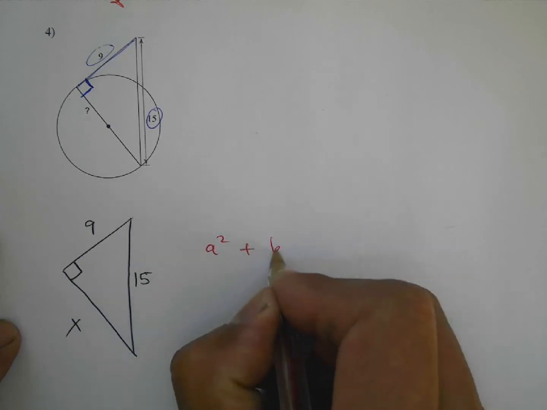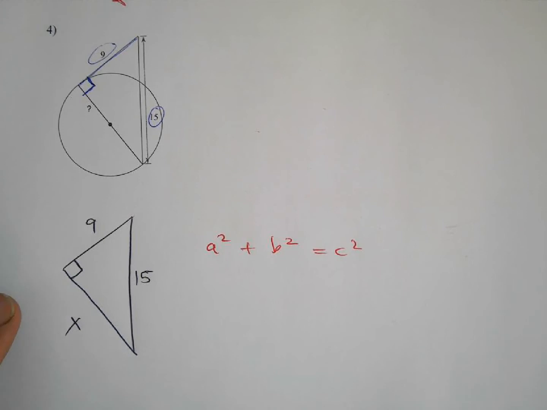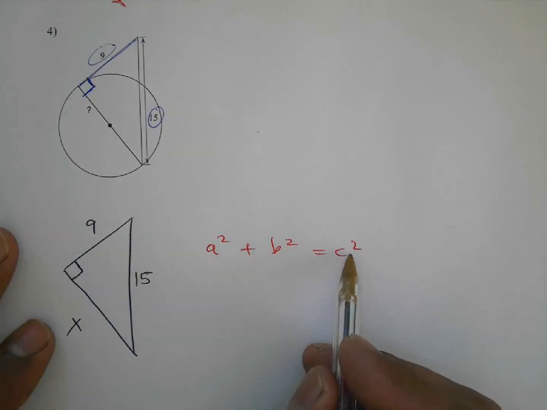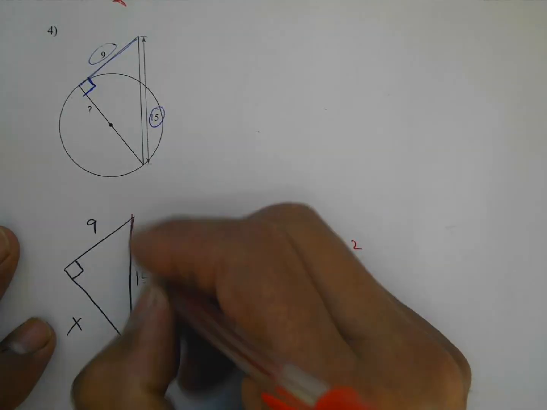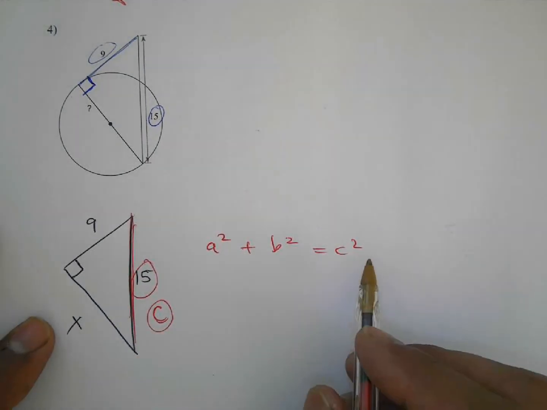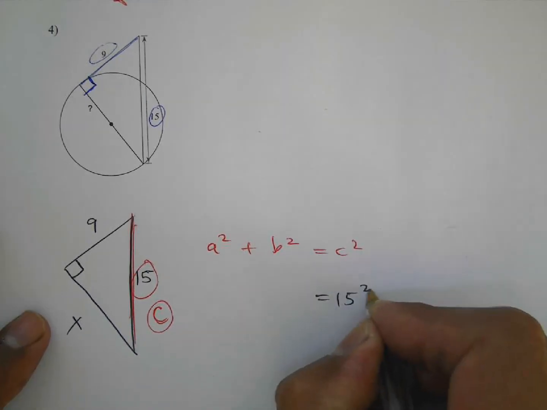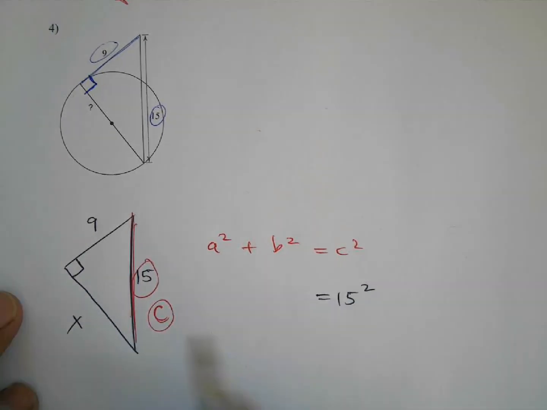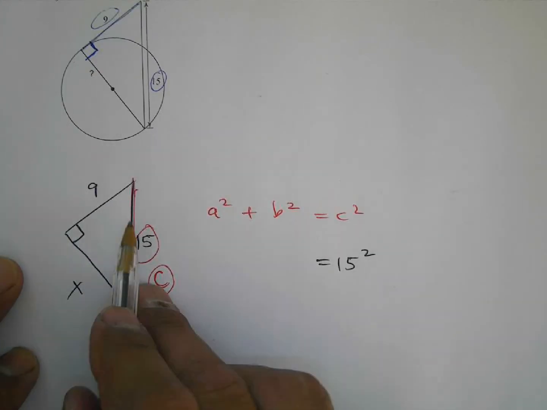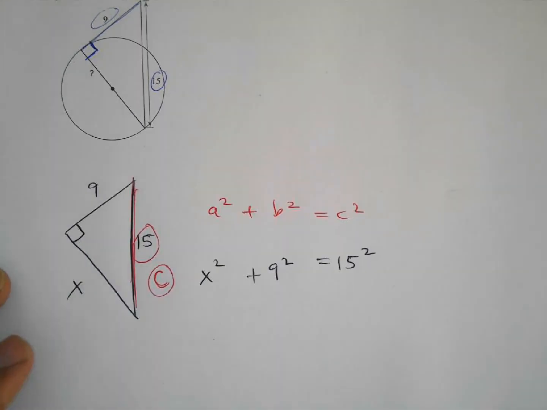A squared plus B squared equals C squared. And which one's C? Always look for that one first. The hypotenuse is your C. That's your C right there. So that goes there. Put that one first all the time. And then this is the A and B. It doesn't matter which one. So I'm going to put x squared plus 9 squared equals 15 squared.